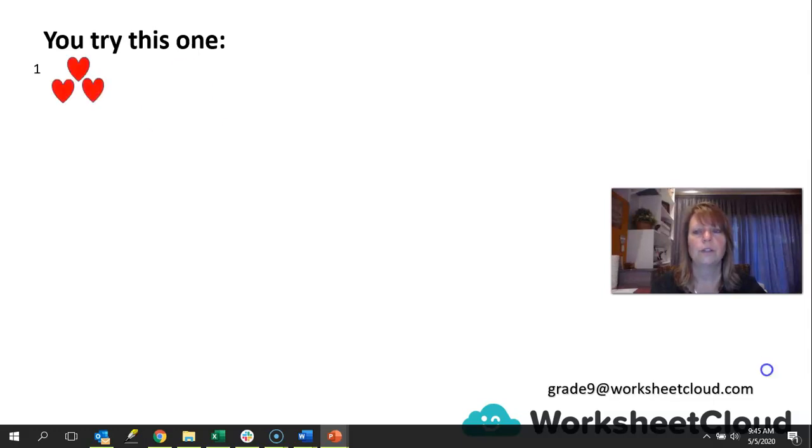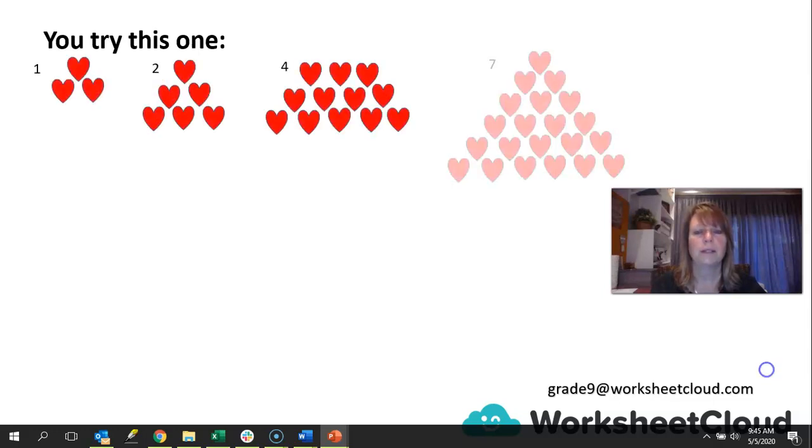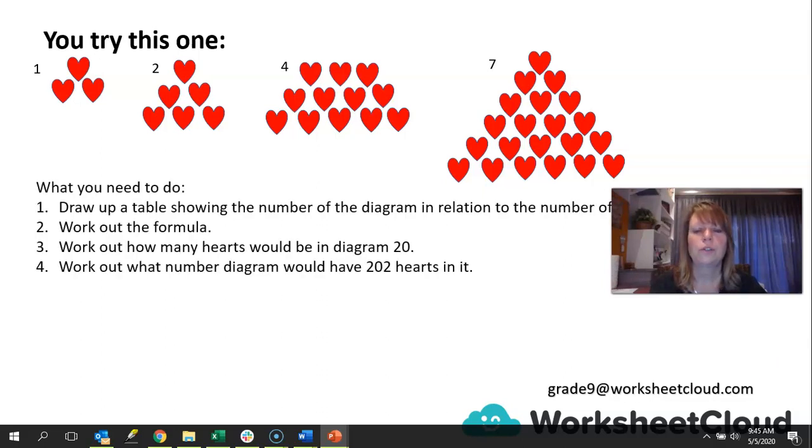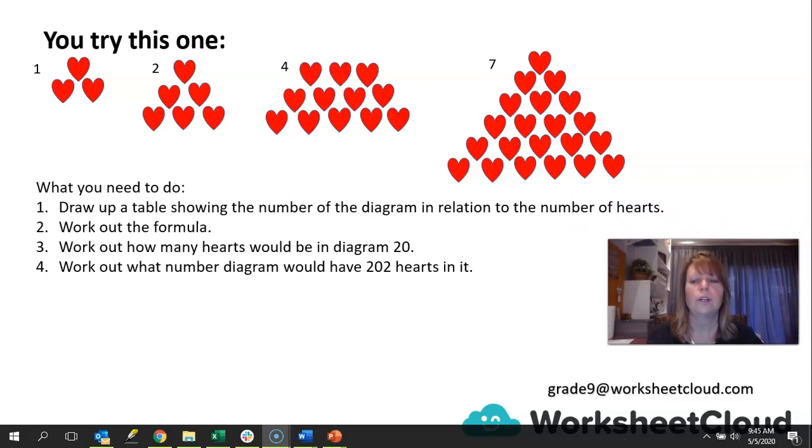So the first thing you need to know is the pattern. There's your diagram. Okay, lovely little red hearts. Sorry boys, but these are lovely little red hearts for the girls. Okay, so the first thing you need to do is draw a table showing the number of the diagram in relation to the number of hearts. So that would be the number of the diagram, and obviously that's the number of hearts. The diagrams are not in sequence. We've left out number 3, and we've left out 5 and 6.